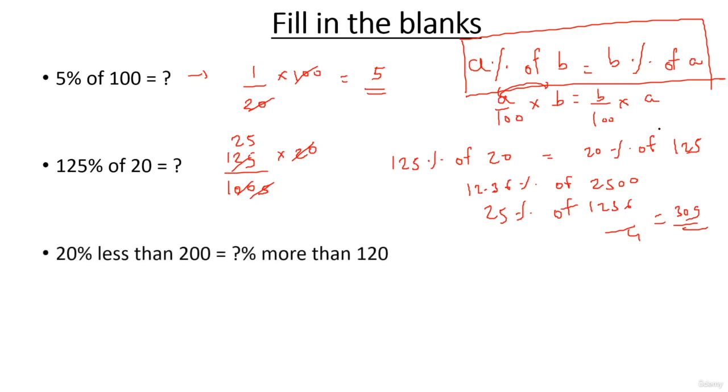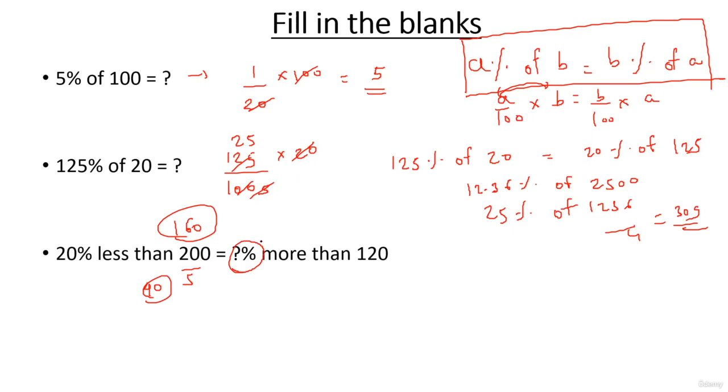20% less than 200 is what percent more than 120? Now, 20% less than 200. First of all, 20% is nothing but 1/5. 1/5 of 200 will be how much? 40. So 40 less than 200 will be how much? 160. So the question is actually asking you: 160 is what percent more than 120?